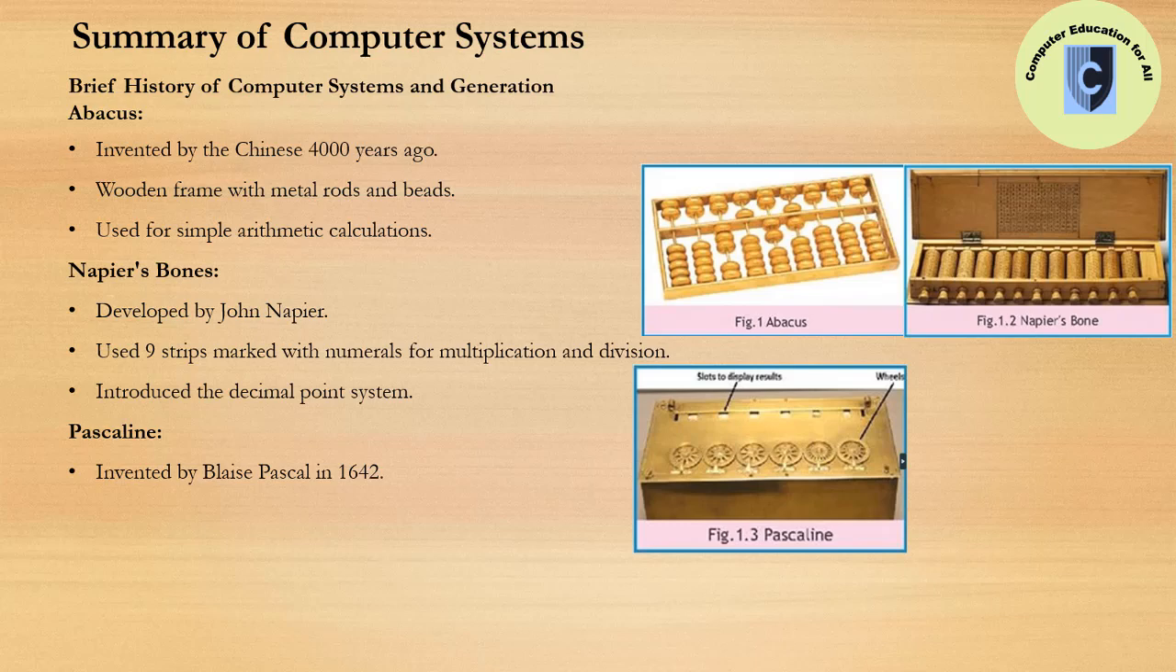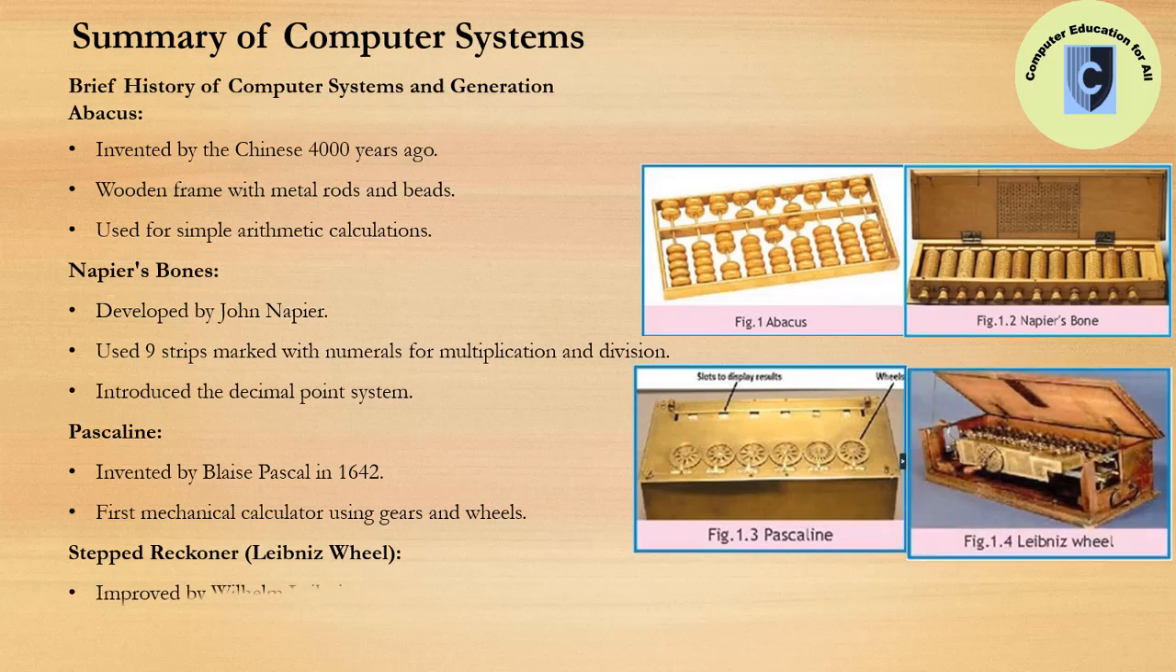Pascaline. Blaise Pascal's 1642 invention, the Pascaline, was the first mechanical calculator, consisting of gears and wheels. Stepped reckoner or Leibniz wheel. Wilhelm Leibniz improved Pascal's device in 1673, creating the digital mechanical calculator known as the stepped reckoner, using grooved wheels.